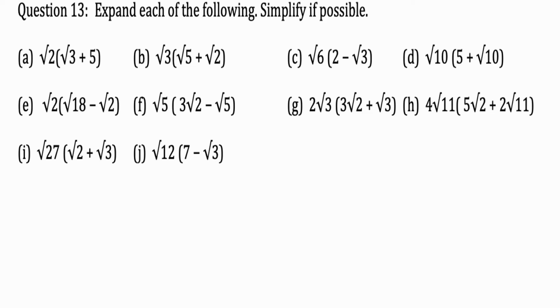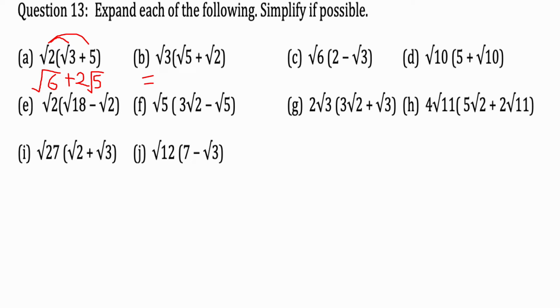So it says here, question 13, expand each of the following, simplify if possible. Part A, so do root 2 times root 3. Now root 2 times root 3 is root 6. 2 times 3 is 6, and I can write it under a single square root. Root 2 times positive 5 is positive 2 root 5. So your answer to that question is root 6 plus 2 root 5, and that can't be simplified any further.